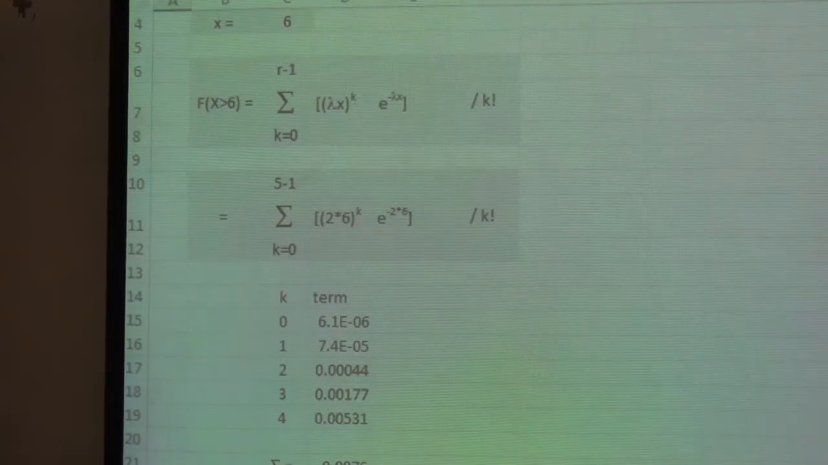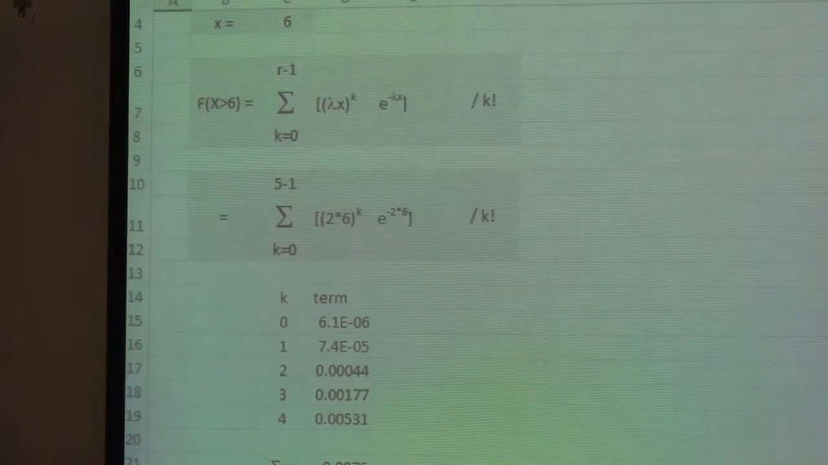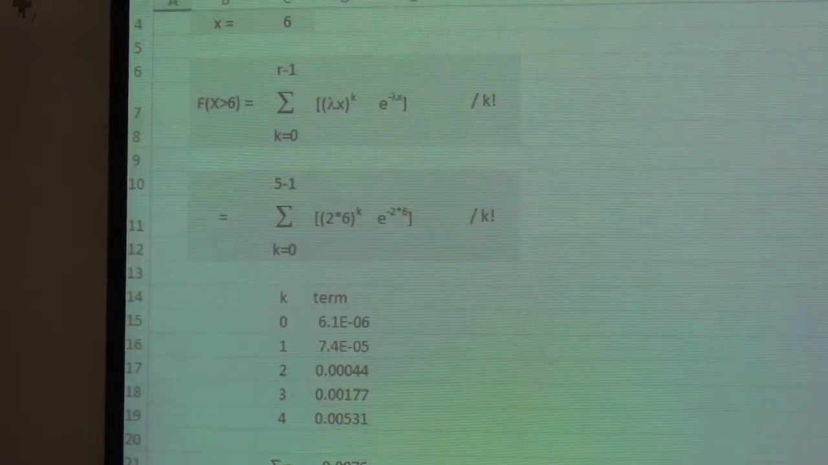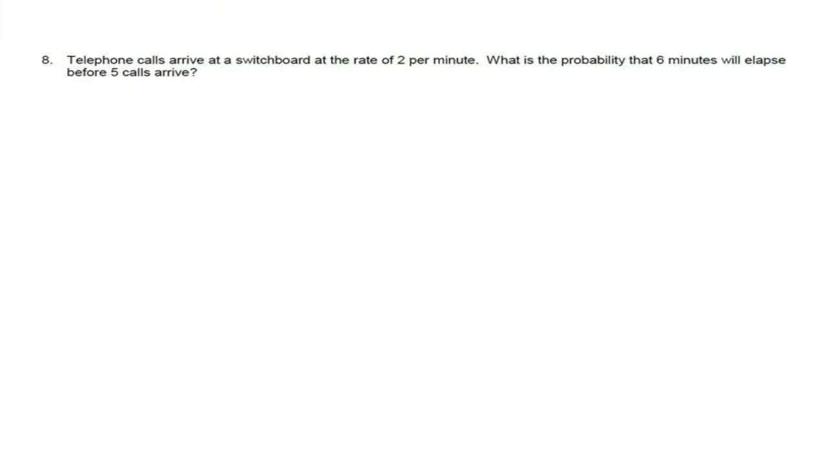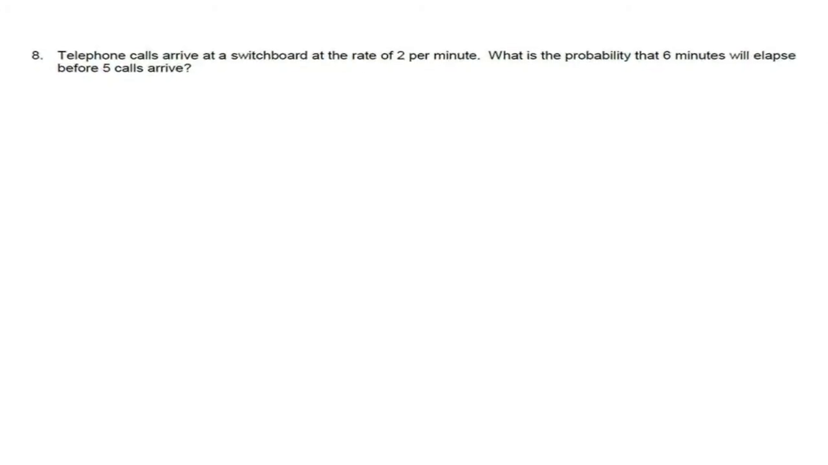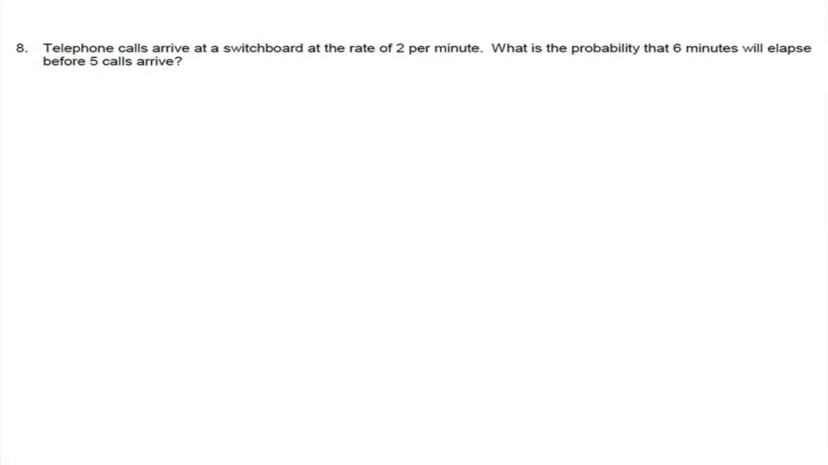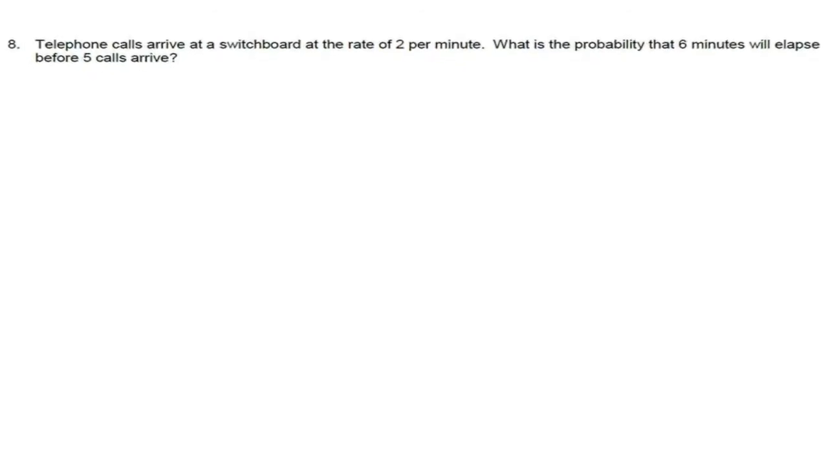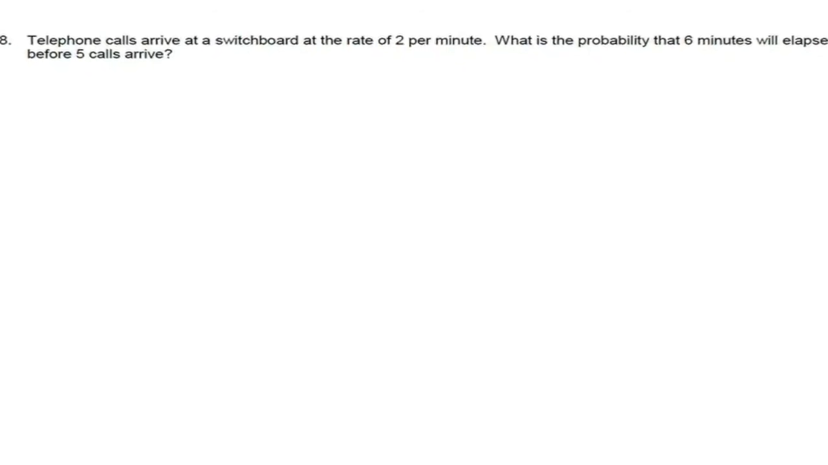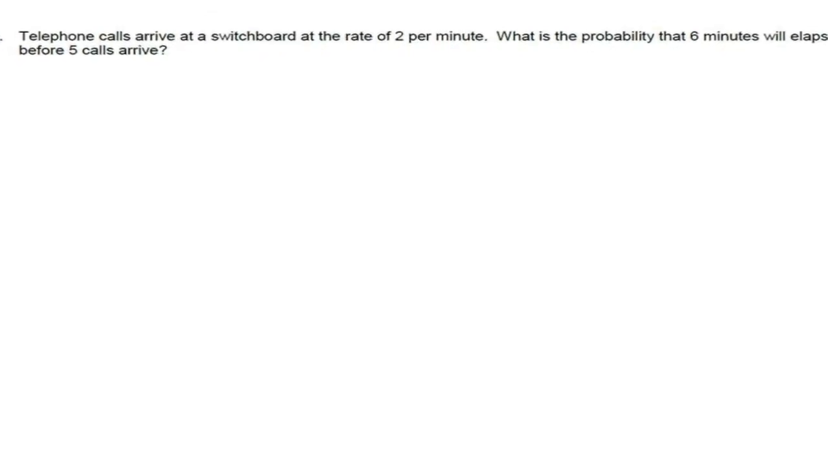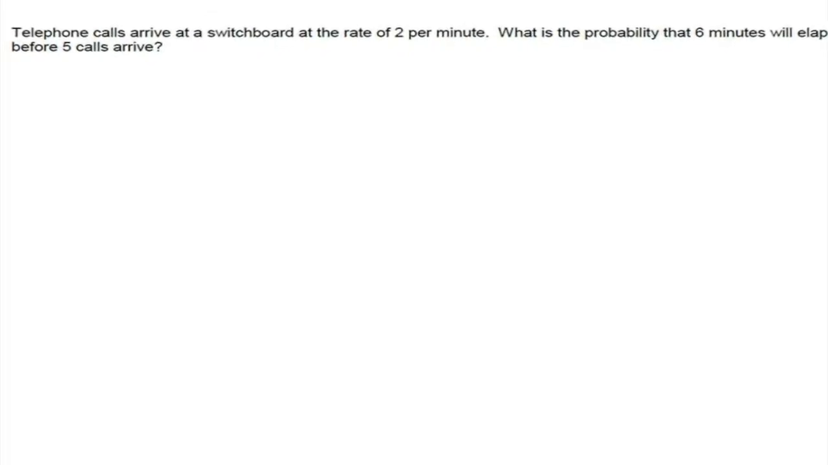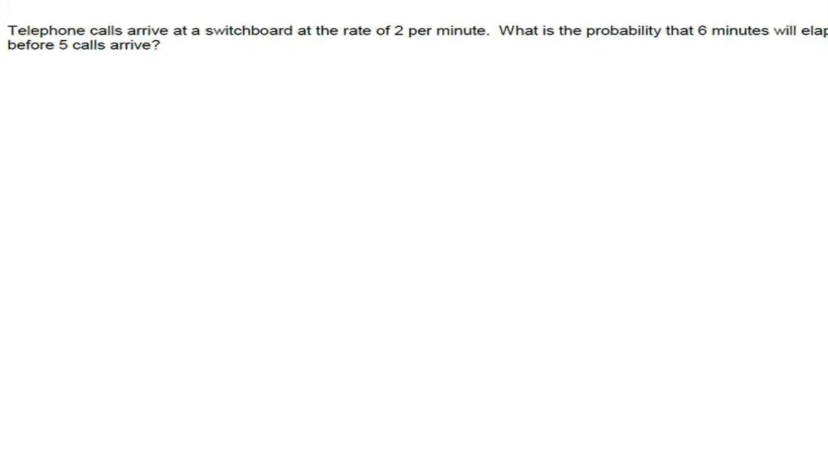So now we have a small probability, right? And if you go back and look at the statement, 2 per minute, I would expect to have 12 calls on the average in the next 6 minutes. What's the probability that 6 minutes will elapse before 5 calls arrive? That's a low number of calls given that average. So I would expect a small probability.